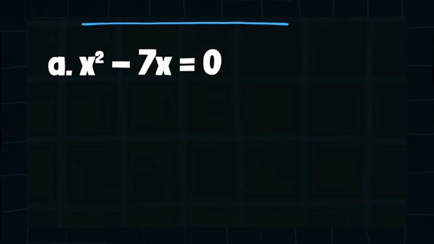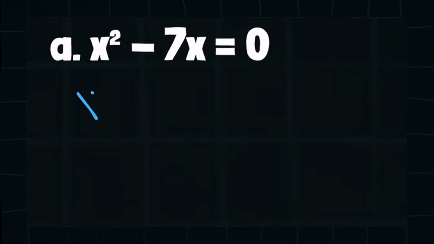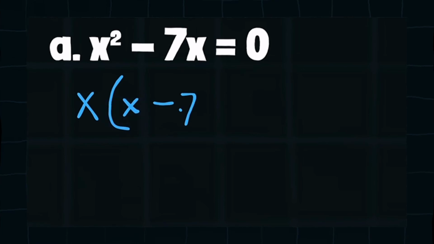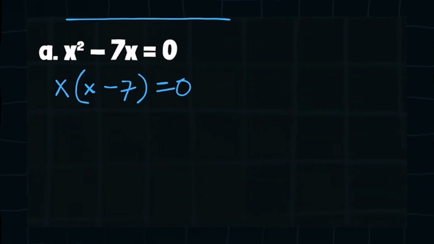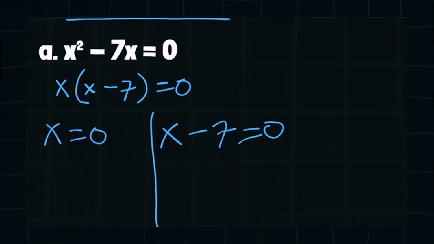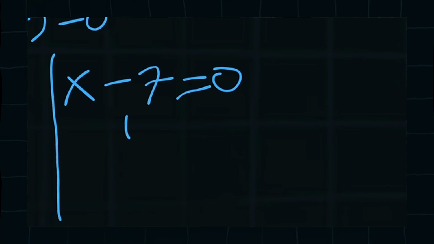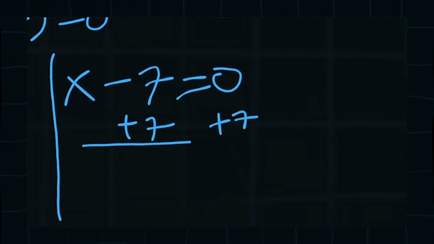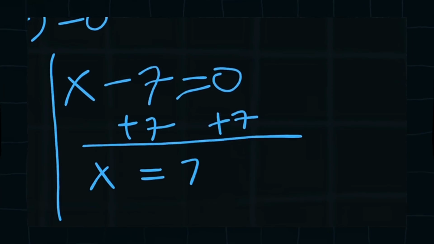Can you see the common factor? That's right. We have x, we factor out the x, and we have the quantity of x minus 7 equals 0. When we equate each factor to 0, it means the two possible solutions would be x equals 0 or x minus 7 equals 0. Now to handle this second solution, we have to add 7 both sides, right? Finally, we have x equals 7.